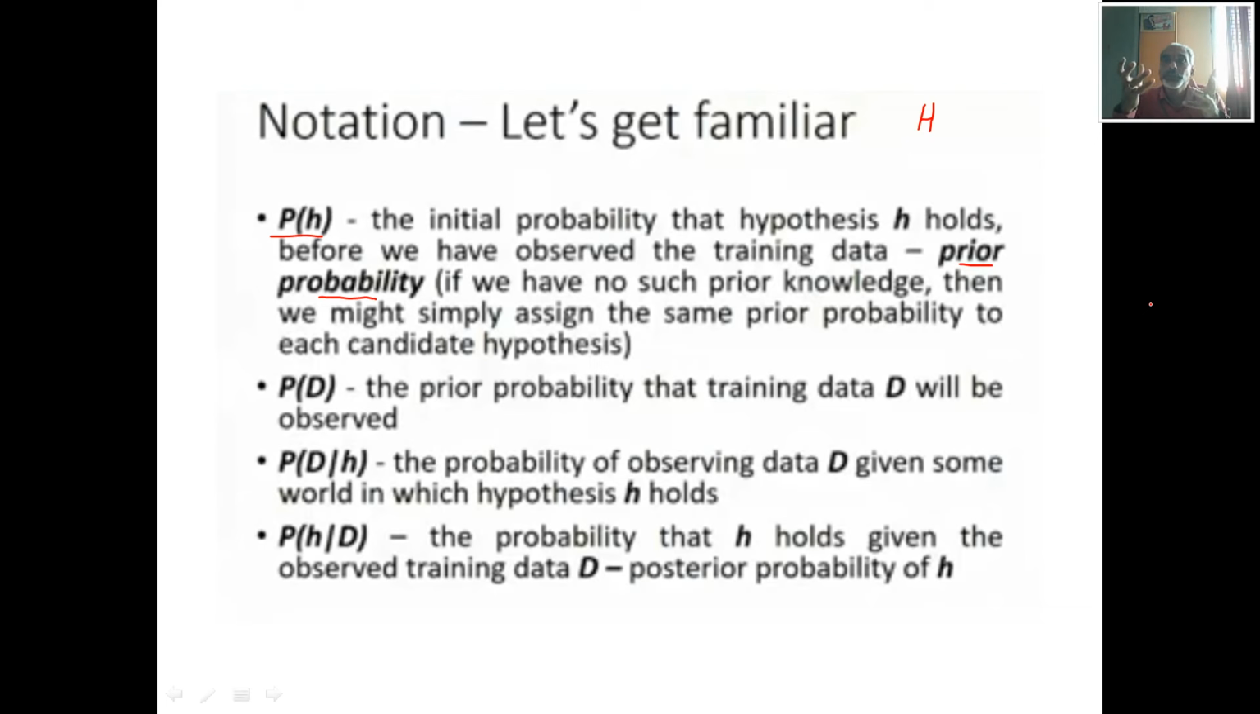Sir, what happens if that data is not there? If we don't have such prior probability, then we might simply assign the same prior probability to each candidate hypothesis. So we can apply the same prior probability. Now what is the same prior probability?